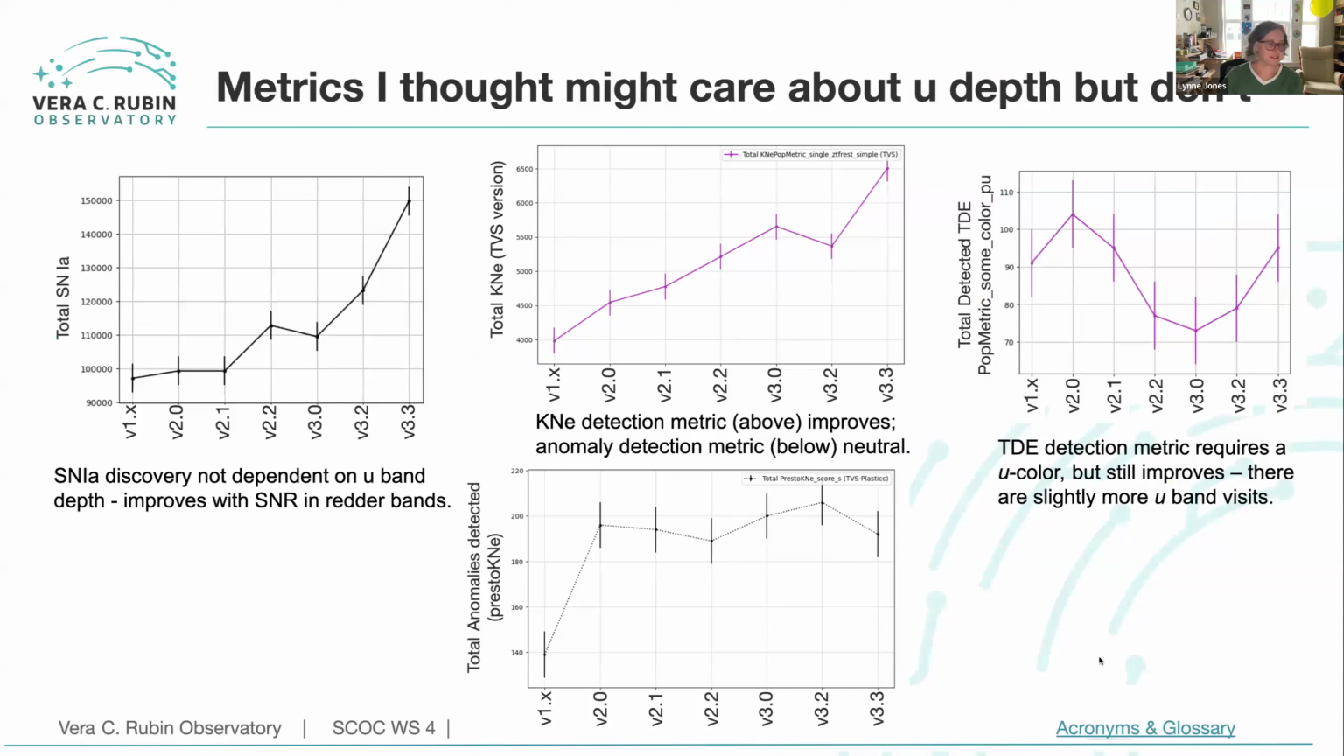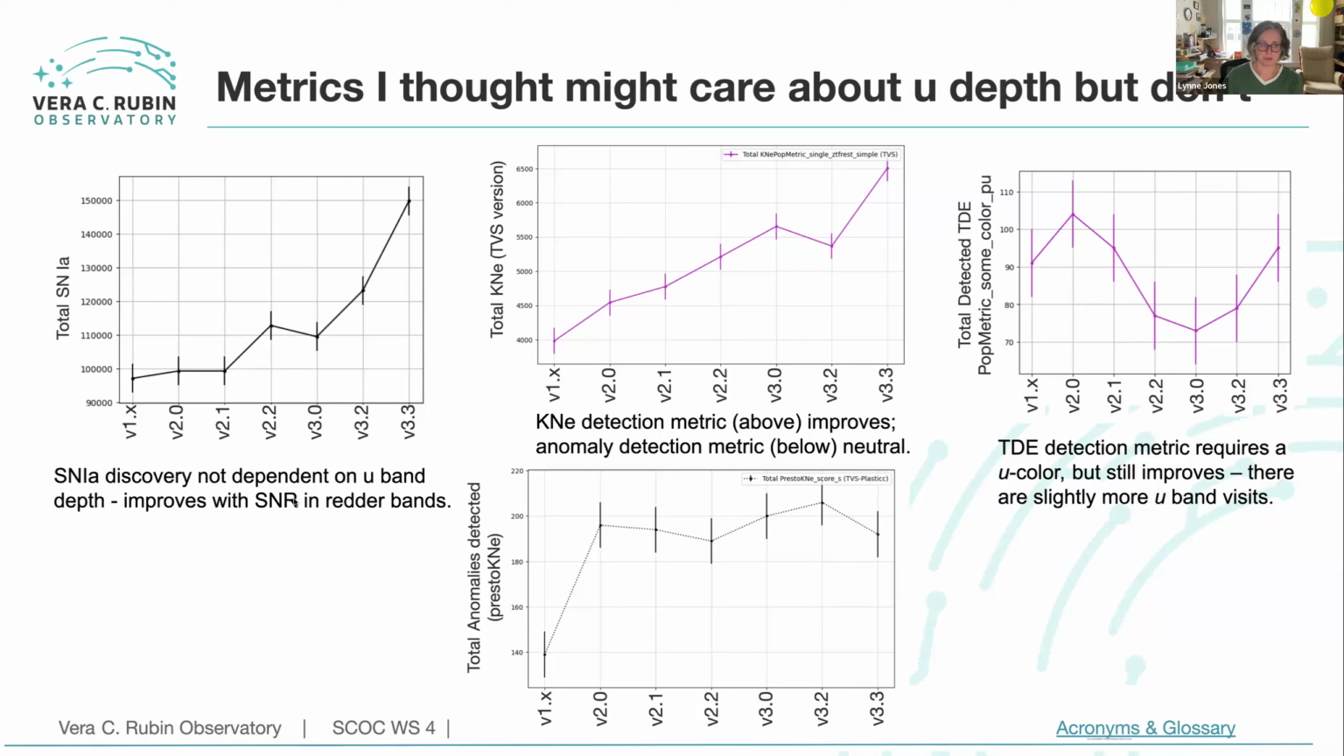There were some other metrics that I thought might care about U-band depth in individual images, but it turns out they don't, because they either have improved or they stayed relatively neutral. And here we're showing the uncertainties again. Remember, I talked a little bit about those weather variation runs and how we use those to set some uncertainty. And that's what these error bars are coming from, the standard deviation of these metrics across that set of weather runs.